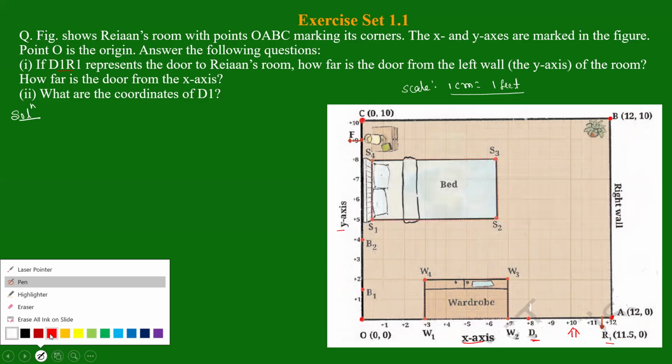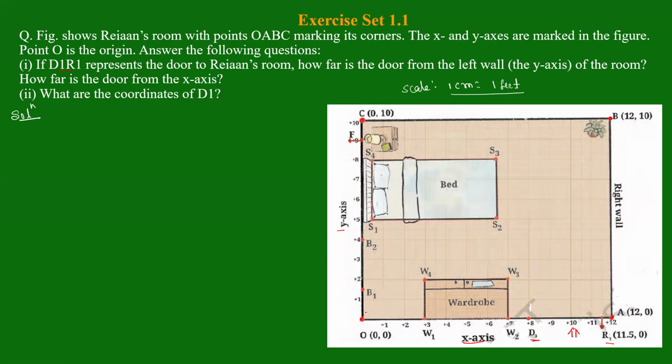With a different color I can draw. So this is the distance here. This distance you can see. This is the distance of point D1 from the y-axis, which is the left wall. So how much is that distance? On the map, it is 8 units. So 8 units at 1 centimeter each becomes 8 centimeters. So 8 units will be equal to 8 feet.